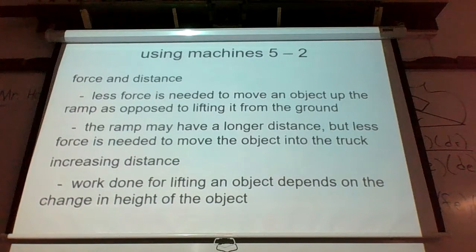And one of the aspects that we do, notice that on the bottom line it says work done for lifting an object depends on the change in height of that object. So what that's talking about is using that ramp, because if we take a force times a distance, what are you calculating? You're calculating work. In this case, on that far right of that whiteboard, we've got a couple new formulas for you used to solve various types of story problems.